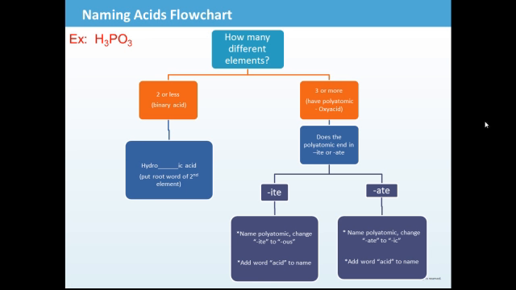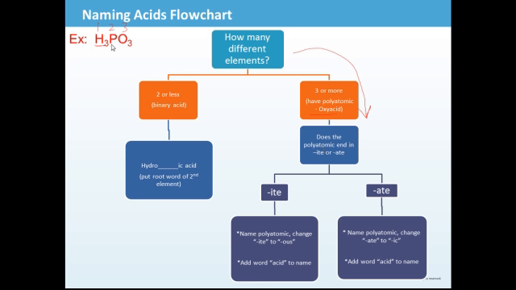Naming acids flowchart. I have the example on the board. What we want to do is, acids we know have hydrogen out front. We want to look first at how many different elements we have. Well, I have 1, 2, 3 different elements. Therefore, I have a polyatomic ion, which means I'm an oxyacid. So does the polyatomic ion end in -ite or -ate?